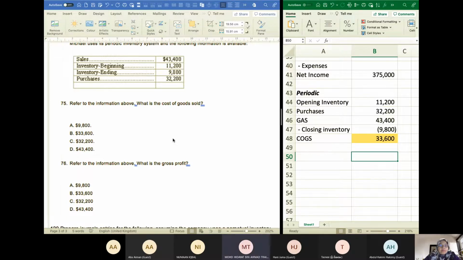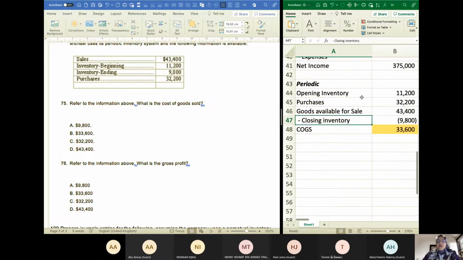Doctor, can you repeat what is GAS? GAS is goods available for sale. Why is it called goods available for sale? You have inventory of 11,000 in the beginning of the period, and during the year you have purchases of 32,200. So your opening inventory plus purchases made during the year, you should have goods available for sale of 43,400. Does that make sense?